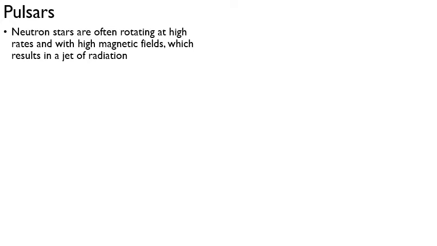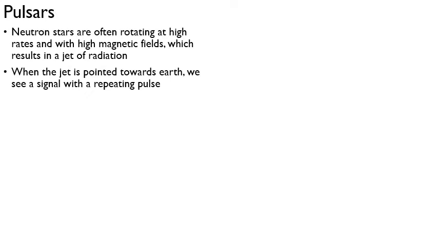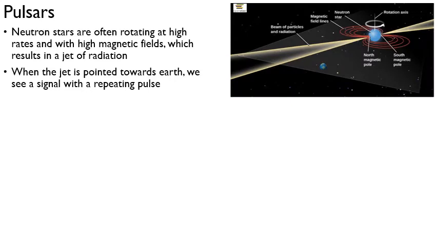And similar to a figure skater who's spinning with their arms out wide and they tuck them in tight, how they start spinning faster and faster, same thing. You have a massive core of a star and that compresses down to this tiny neutron star. This relatively modestly spinning object is now going to be spinning very rapidly. And the jet can be pointed towards Earth and we'll see a signal with a repeating pulse.